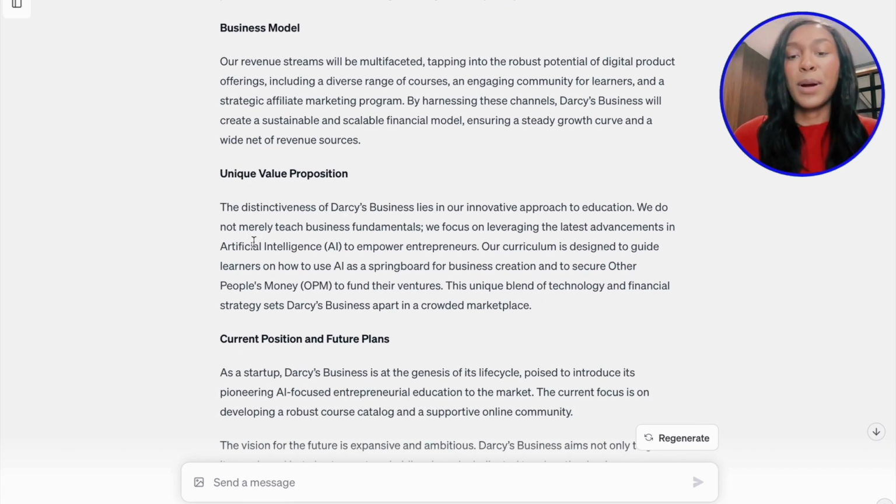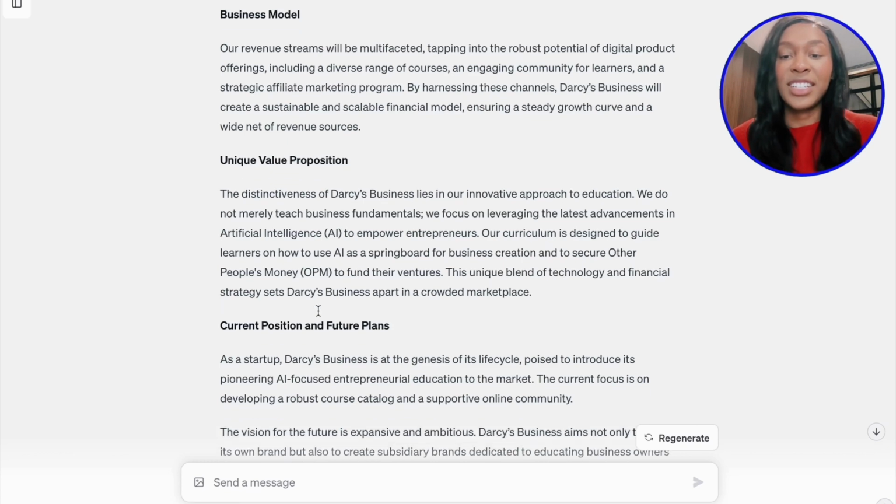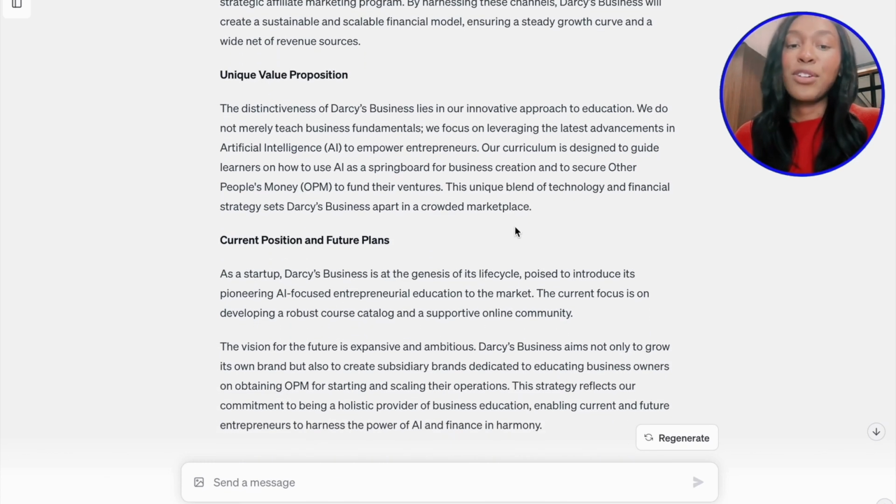For the unique value proposition, the distinctiveness of Darcy's business lies in our innovative approach to education. We do not merely teach business fundamentals, we focus on leveraging the latest advancements in artificial intelligence to empower entrepreneurs. Our curriculum is designed to guide learners on how to use AI as a springboard for business creation and to secure other people's money, OPM, to fund their ventures. This unique blend of technology and financial strategy sets Darcy's business apart in a crowded market.